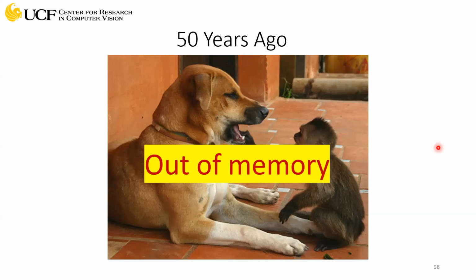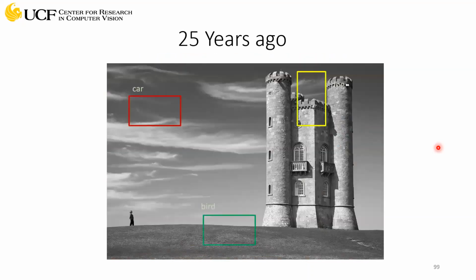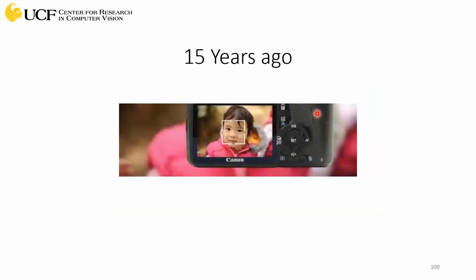So images like this, it will be out of memory. And again, 24 years ago, if I said perform object detection, the algorithms could do something like this. It will say this is a car, this is a bird, this is a dog, right? We didn't have such fancy algorithms. And facial recognition, you all know, we had 15 years ago in our cameras.